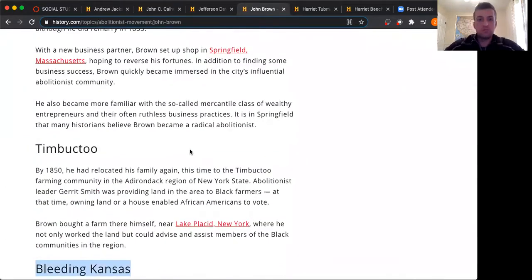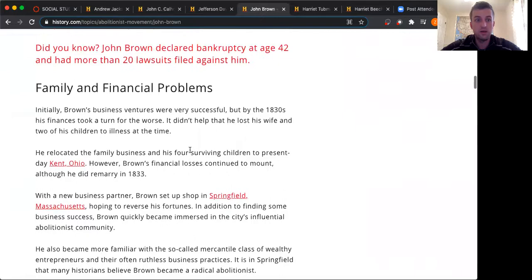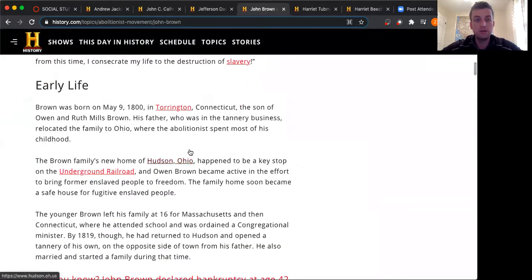He also is somebody that is quite controversial, like anybody affiliated with pro-slavery movements or pro-Confederacy folks. John Brown is somebody that, yes, he was an abolitionist, but his story and how he came to prominence isn't necessarily the best.